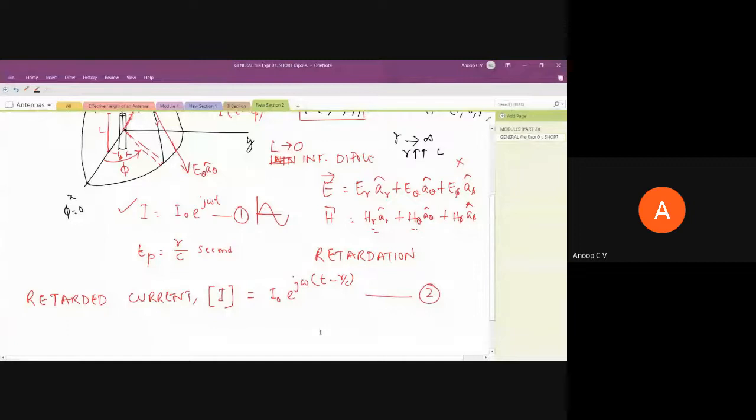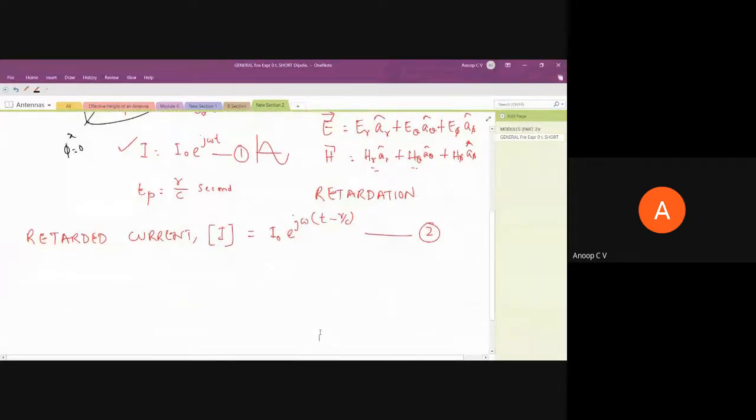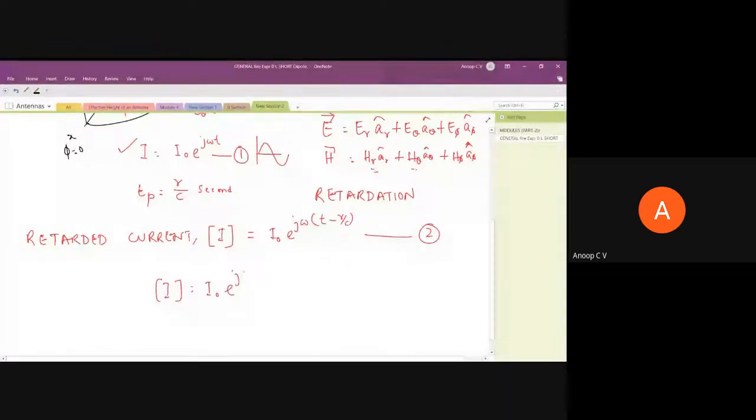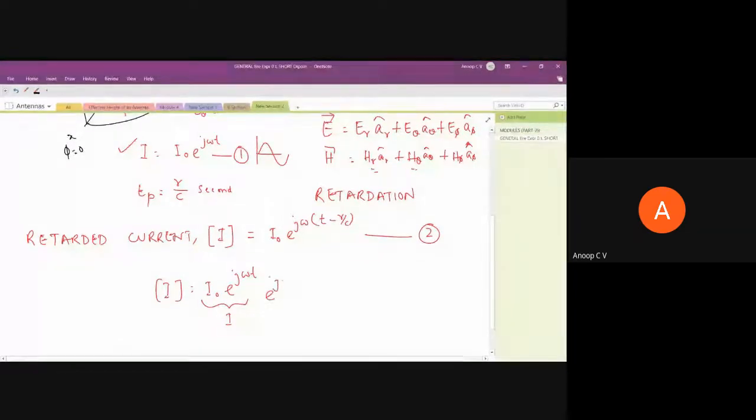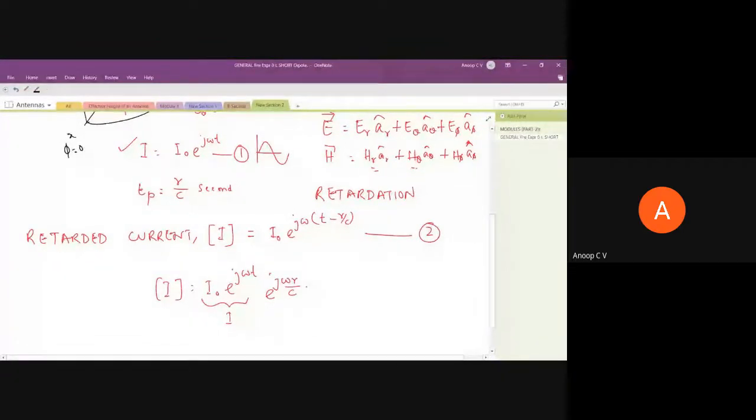Now maybe we should discuss a little bit more about this retarded current. If I expand this, I can write the retarded current equal to I naught, the maximum peak amplitude of the current, e power j omega t, which is nothing but my I itself, times e power j omega r by c. Omega r by c I can write as 2 pi f times r by c.